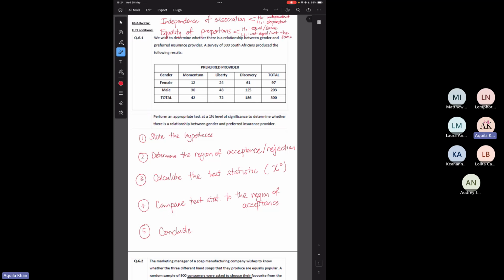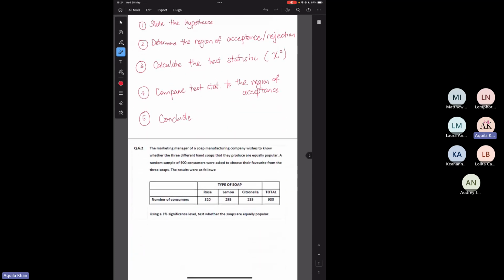With an equality of proportions test, your question will also give you an indication that it is an equality test. If you look at question 2 at the bottom here, just to show you that you will be able to tell what type of test it is, it says test whether the soaps are equally popular. Immediately, they've literally used the word equal or equally, and this means that you're dealing with a test of equality of proportions.